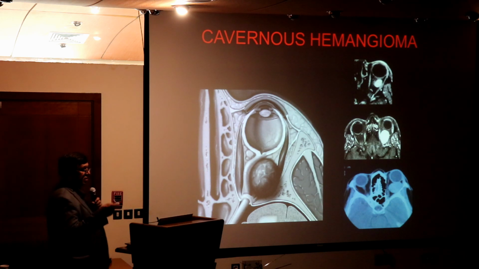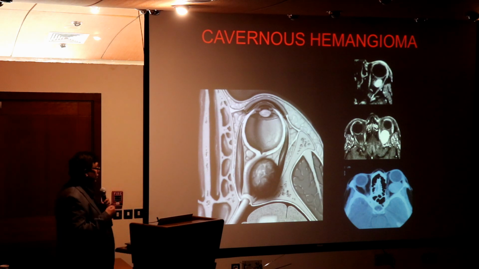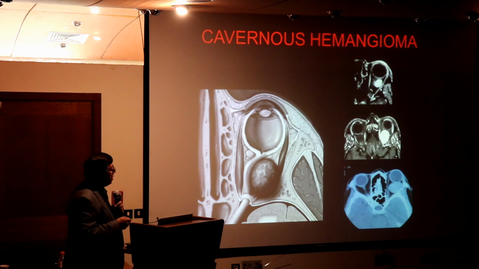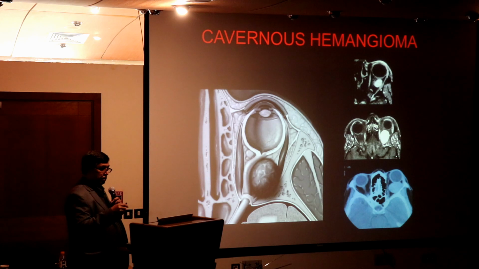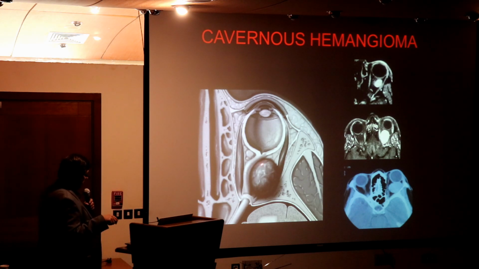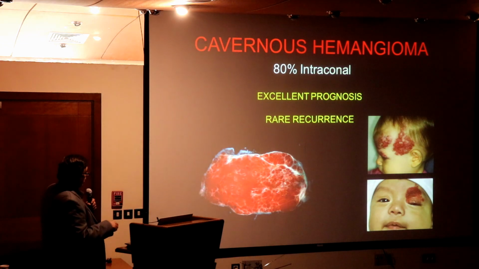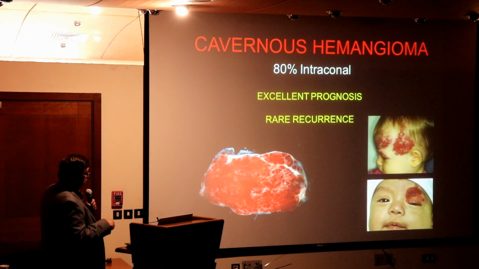Cavernous hemangioma. Cavernous hemangioma is the most common tumor in both children and adults. So if you ask me what is the commonest tumor you have seen, I will tell you primarily cavernous hemangioma. Extension from sphenoorbital meningioma. So this is the cavernoma, which is by the optic nerve. It's inside the cone. It is intraconal pathology. Here you are. It could be large in size. 80% of them are intraconal.